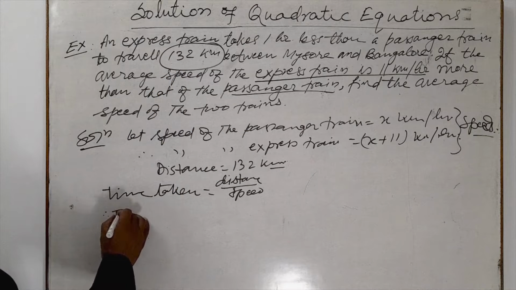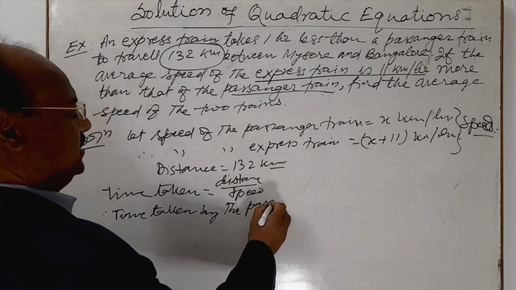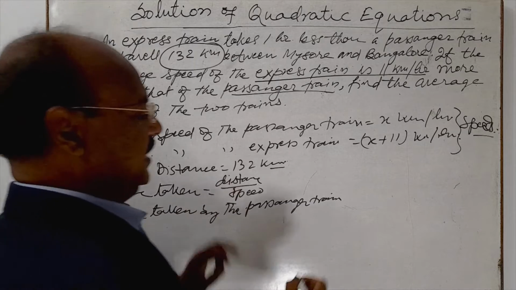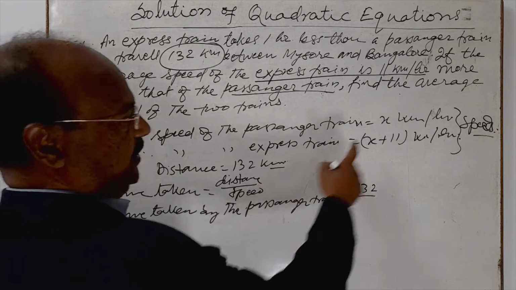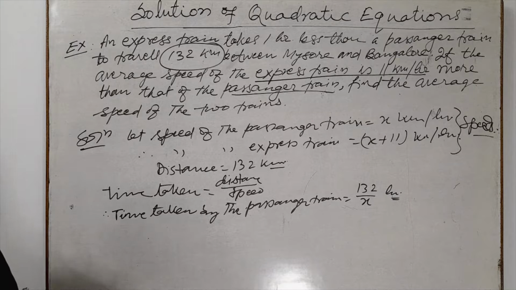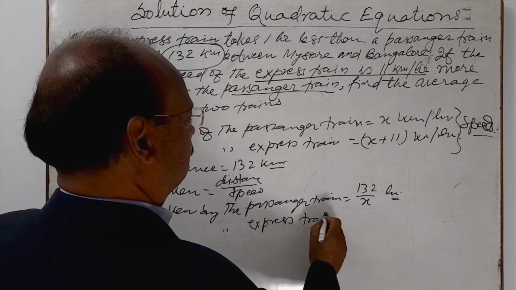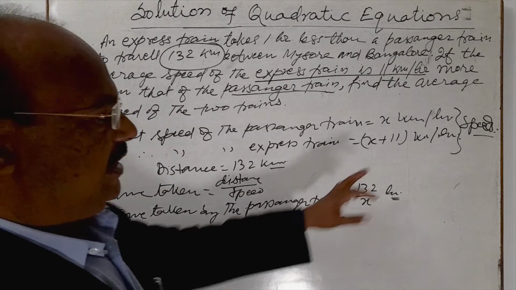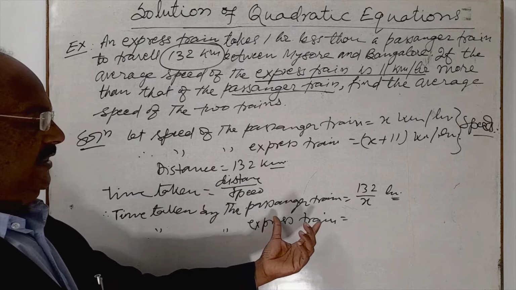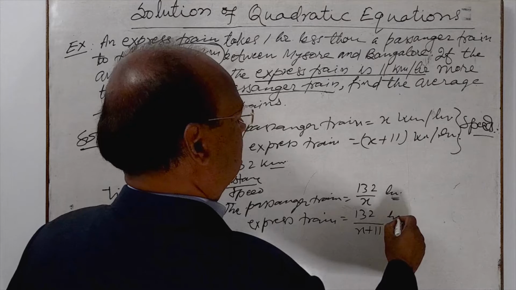So therefore time taken by the passenger train to travel this much distance, how much? Distance by speed is equal to 132 by speed we have supposed x. This much hour. This much time, correct? And time taken by the express train to cover the same distance of 132, we have taken speed of the express train is x plus 11 kilometer per hour. So by the same formula, distance by speed, we can find out the time taken, which will be 132 by x plus 11 hour.